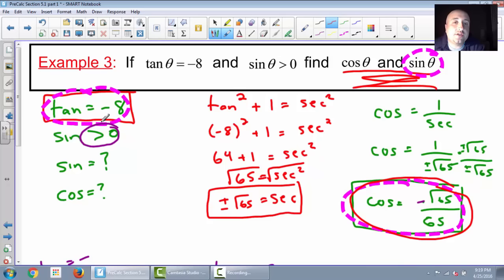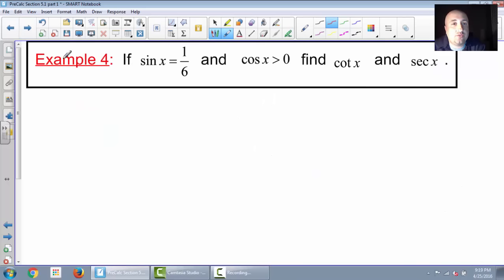These are pretty challenging, but that's basically the gist of the beginning of the trig identity section. We're going to do example 4 in class tomorrow, so please make sure you leave that blank, and we'll do that one together.